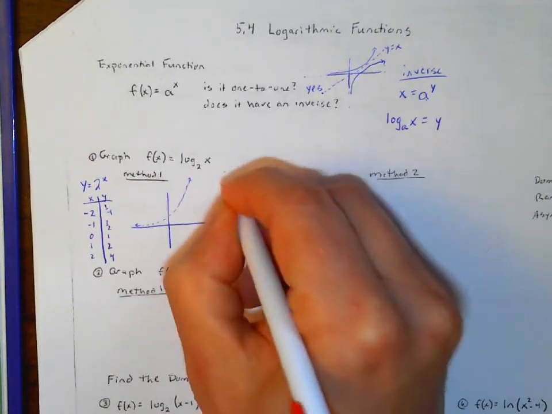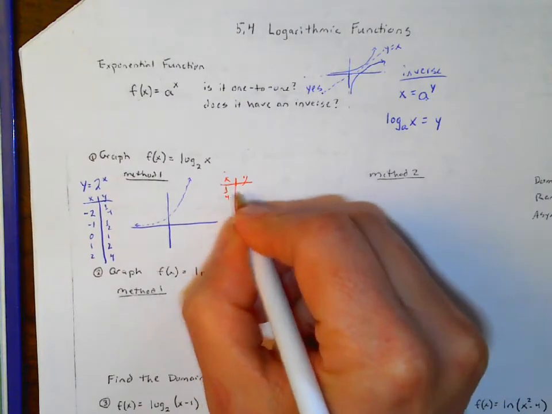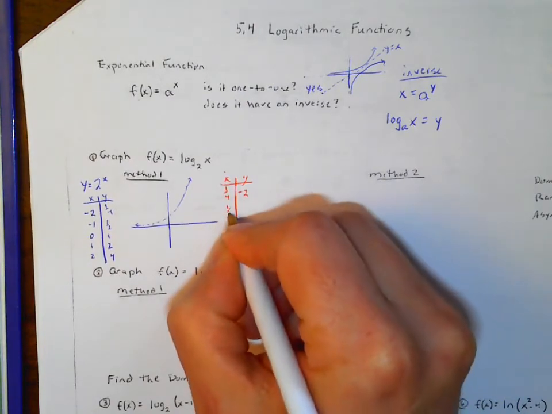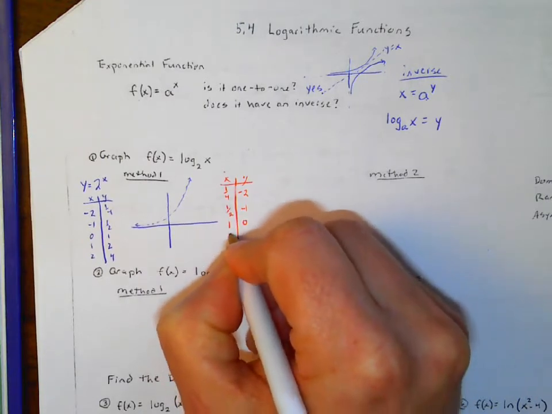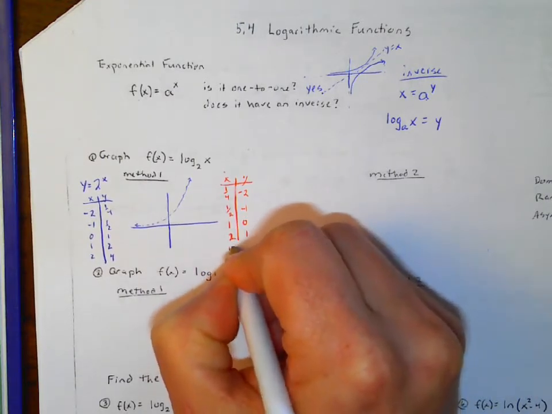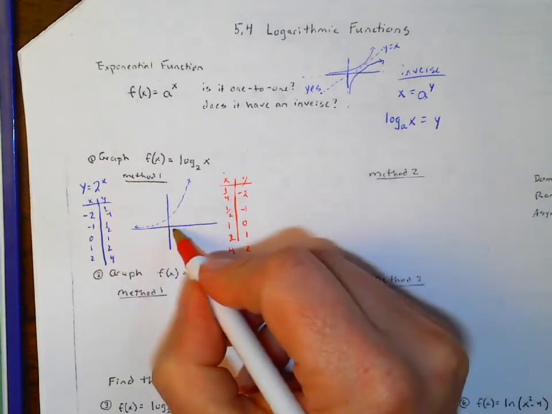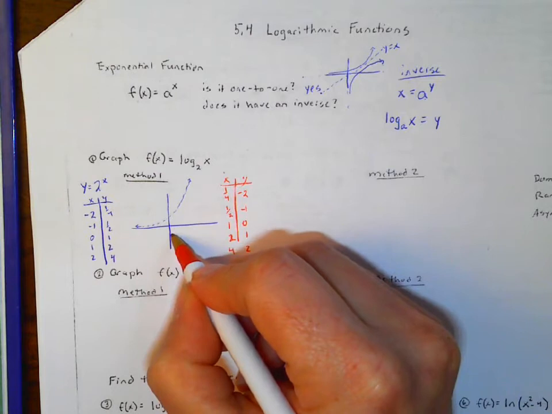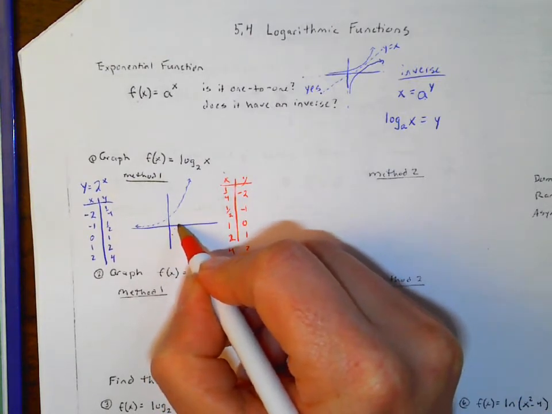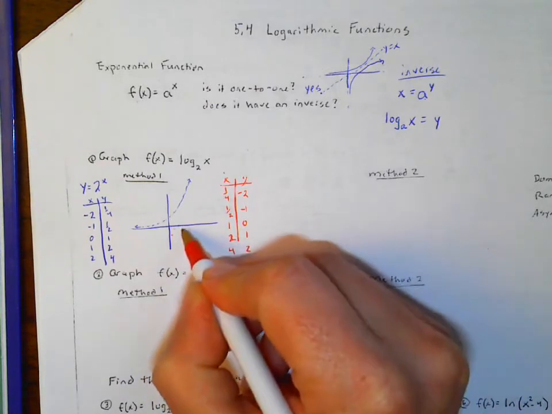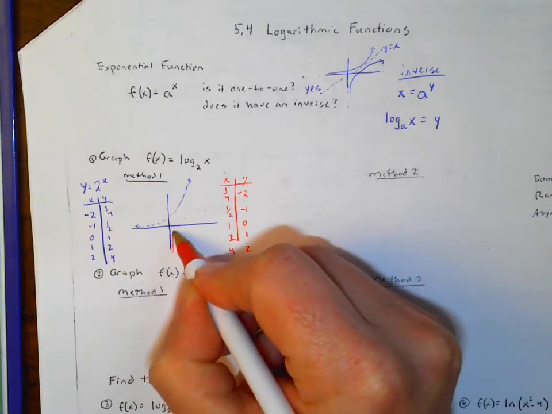Now the inverse one, so that we know this is the inverse of it. If I take these, I can just switch the x and the y. So we can use (1/4, -2), (1/2, -1), (1, 0), (2, 1), and (4, 2). So we just plot those points: (1/4, -2), (1/2, -1), (1, 0), (2, 1), and (4, 2), and we get a graph that looks like this.